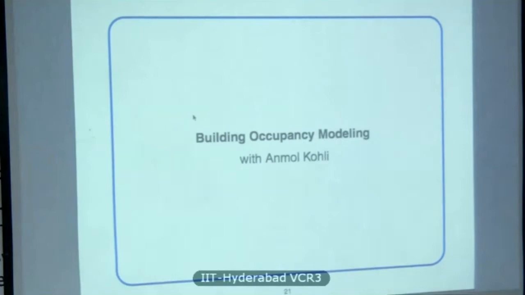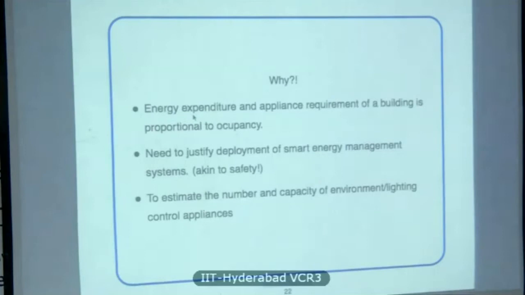So this is another joint work with one of our BTech students, Anmol, who is actually here. This is about building occupancy models. I'll run through this slide very quickly in the interest of time. Why would you want to do this? Because the energy expenditure and appliance requirement of a building is proportional to the occupancy. With more people, energy expenditure is higher, you have to deploy more air conditioners and so on. And you need to justify the deployment of smart energy management systems.